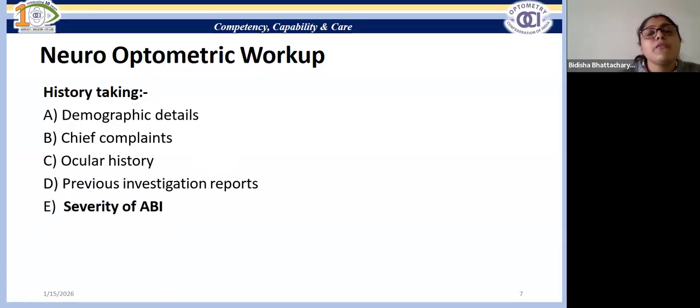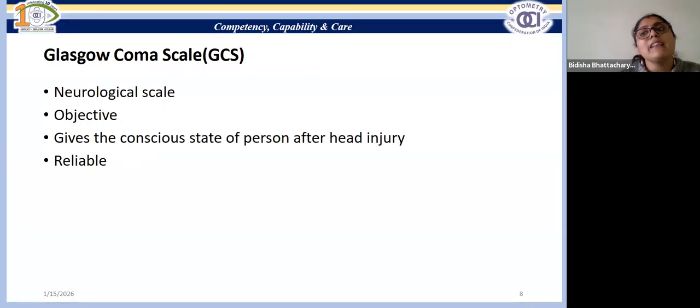Next is very, very important, and highly appreciated when you are doing the neuro-optometric workup. This is a separate part which is not currently used in our comprehensive eye clinic or neuro-ophthalmological clinic. This is the judgment of severity of acquired brain injury, and this is only available in our neuro-optometry workup worksheet. So what exactly is this? How are we going to judge whether the acquired brain injury is mild, moderate or severe?